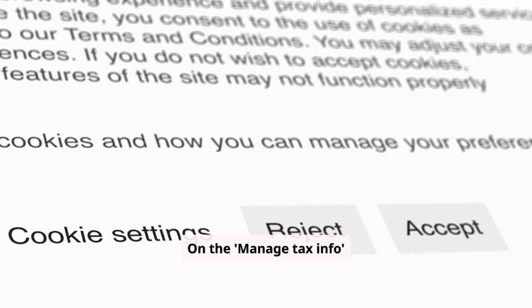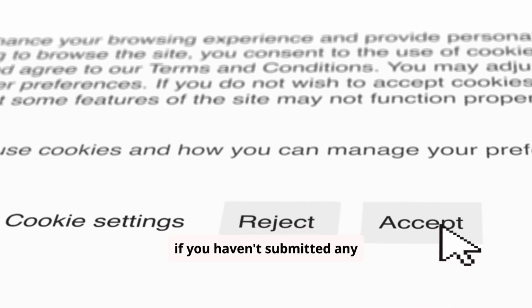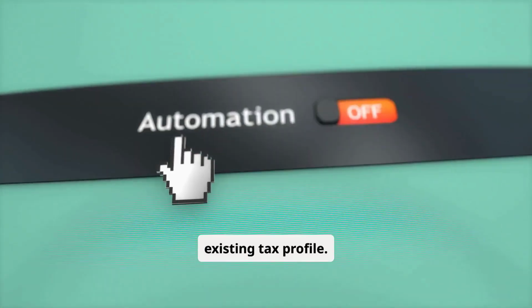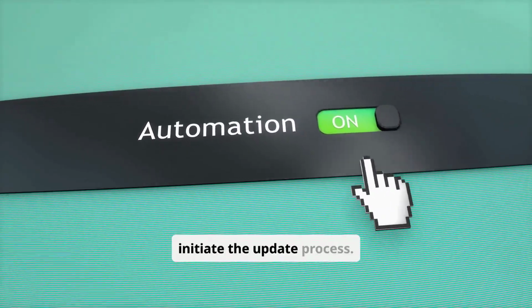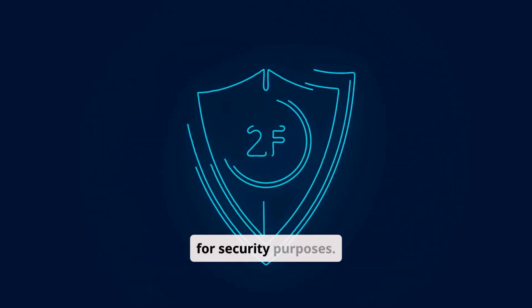On the Manage Tax Info page, you will likely see an option to add tax info if you haven't submitted any before, or an Edit or Update button next to your existing tax profile. Click this button to initiate the update process. This action will typically prompt you to confirm your identity for security purposes.